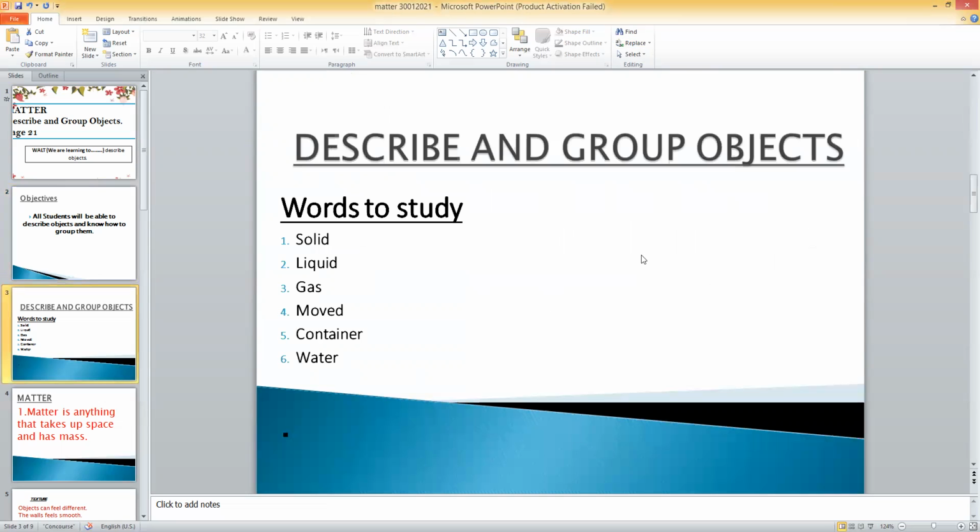Like I told you in my class, I love you guys to always create a smart card or a play card where you write the vocabularies and you study it every day. I advise you to write this word out, stick to the word, read them, memorize them, then pronounce them. The words for this week: the first one is solid, then liquid, and gas. Number 4, moved. Number 5, container. Number 6 is water. Because you guys are in grade 1, this will really help you to study more.